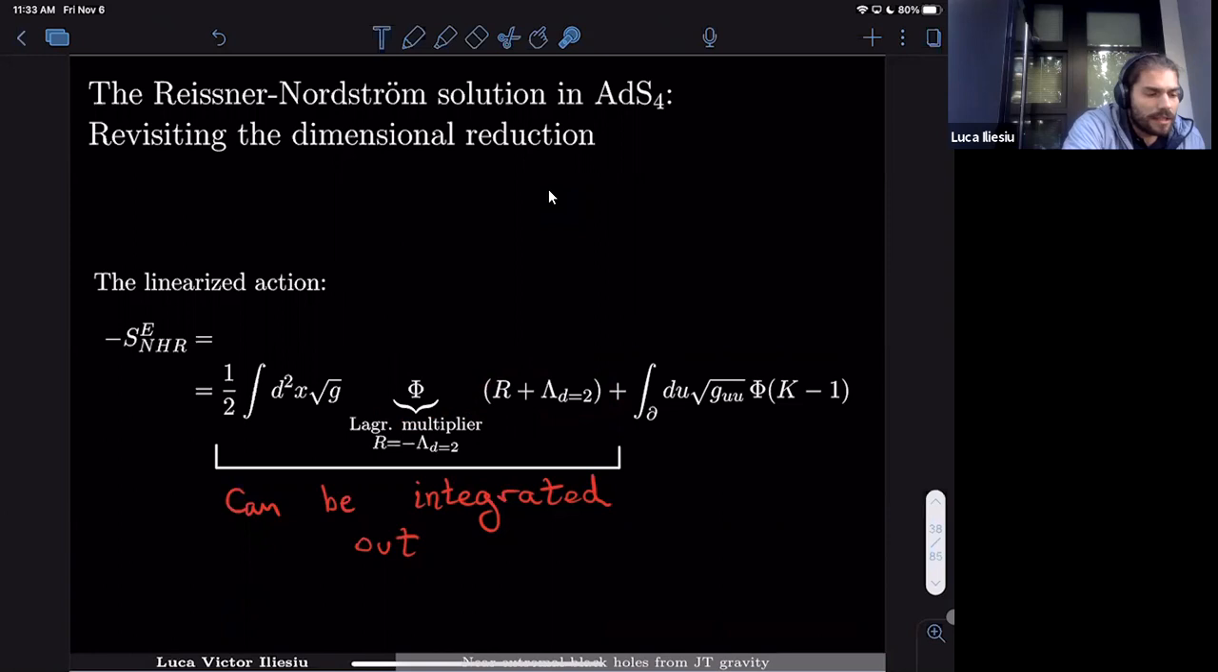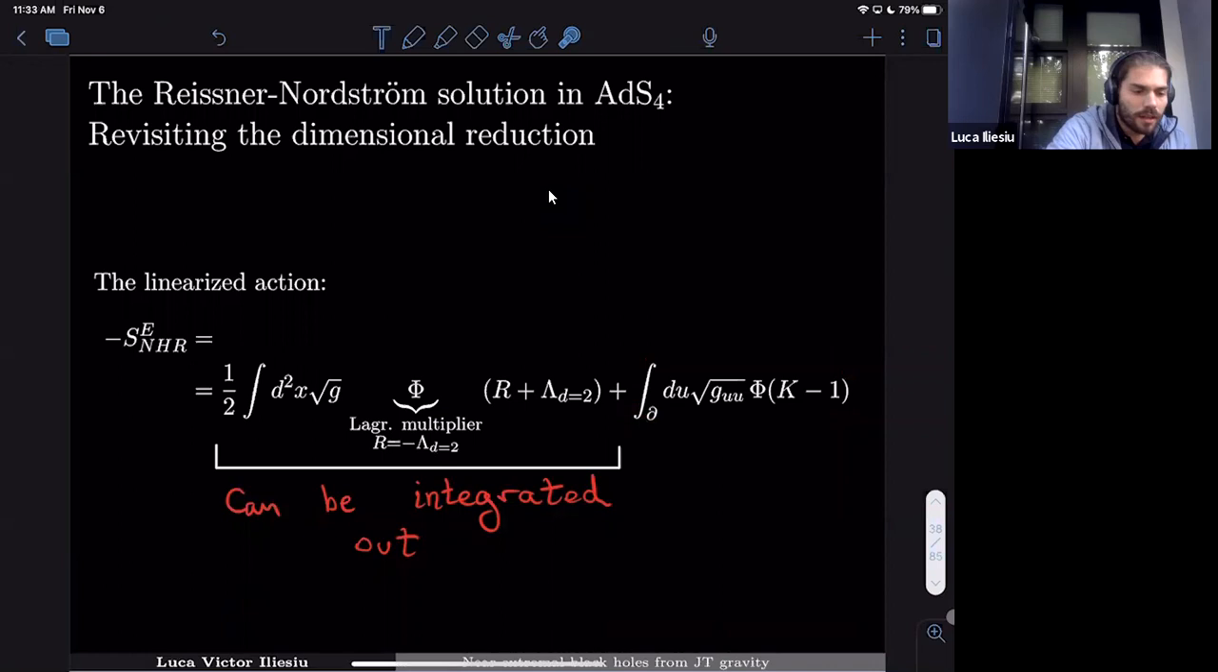By treating it as a Lagrange multiplier, it means that the curvature of the space can be precisely set to be the scale of the cosmological constant, even beyond the semi-classical limit. Good. And because I separated my space into two parts, if I'm actually careful about doing that and imposing boundary conditions on the curve that separates the space into two parts, I also end up with a boundary term. And this boundary term ends up being very important because if this bulk term can be integrated out, this boundary term is the only thing that captures the dynamics of the system.